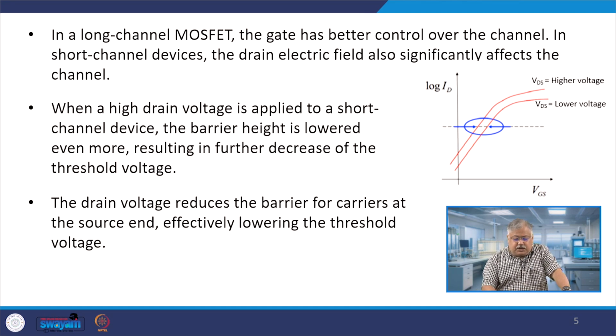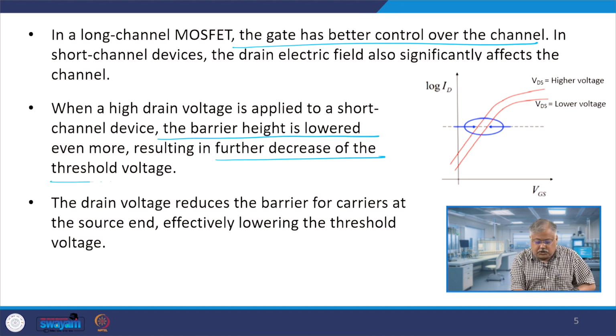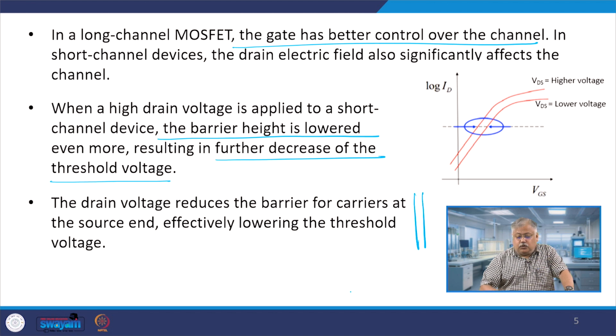The same thing has been written here in a much more detailed manner. In a long channel device, the gate has better control over the channel, right, and therefore in short channel devices the drain electric field also significantly affects the channel, which otherwise would not be effective in a long channel device. When you apply a high drain voltage, the barrier height is lowered, as I discussed with you, and therefore further decrease of the threshold voltage takes place, and the threshold voltage is getting lowered.